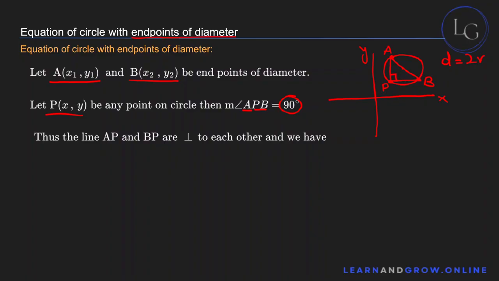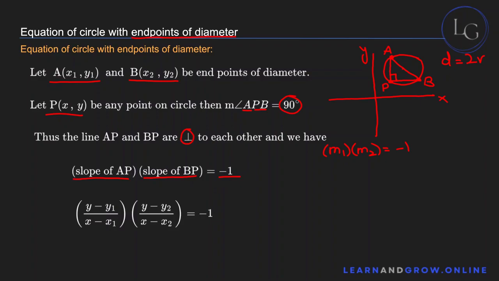Okay, so now that that's covered, we know that the line A to P and the line B to P are perpendicular to each other, right? And as you know, the formula is that when two lines are perpendicular to each other, then the product of the gradient of the first line and the second line is equal to -1. So the slope of AP and the slope of BP, slope is also called the gradient, this is equal to -1. So now you write down the formulas for the slopes of both lines, right?